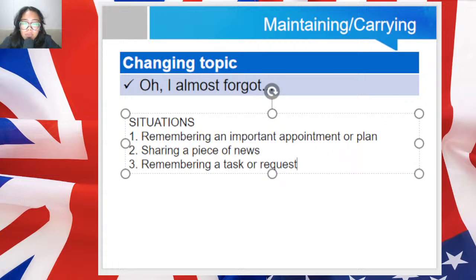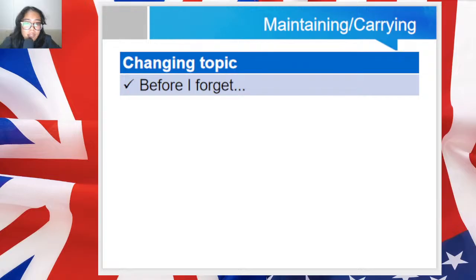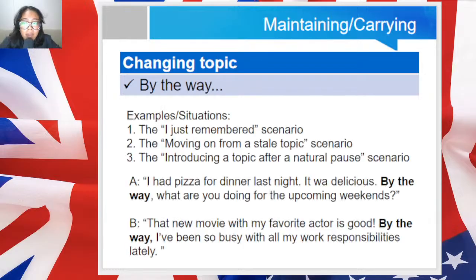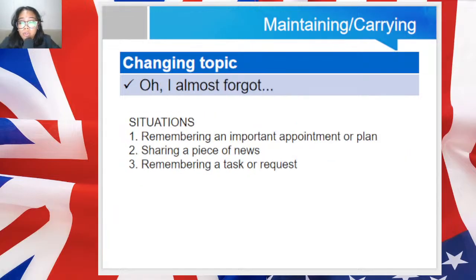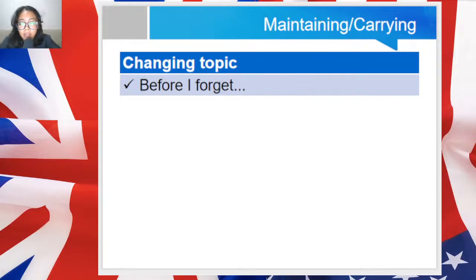All right, let's move on immediately to the next phrase. Okay, so far we're getting really good at this. We have learned a few great ways to change the topic smoothly, from the gentle "By the way," to the more direct "Anyway," and to the more reactive "Oh, I almost forgot." At this time we are going to learn a phrase that is very similar to "Oh, I almost forgot," but it has a slightly different and very useful feel.